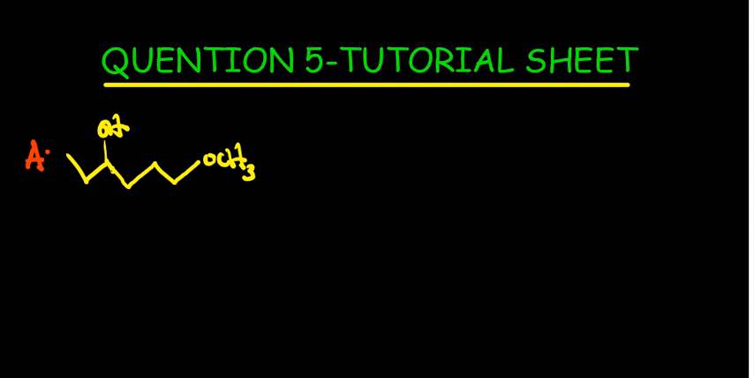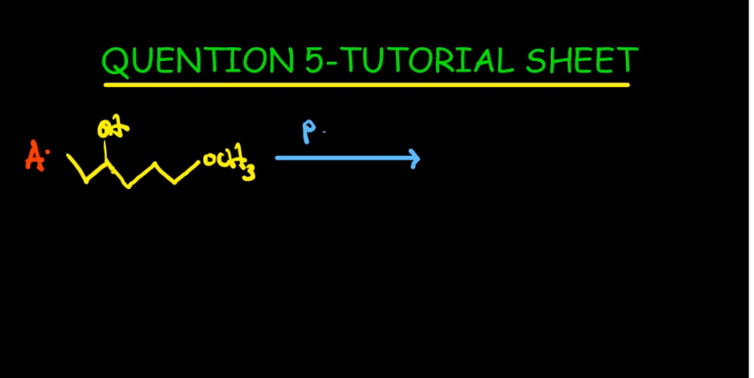We want to predict the major products that are going to come out of these chemical reactions after reacting them under different conditions or in the presence of different reagents. So the first question that has been given here is an alcohol, and this type of alcohol is a secondary alcohol, and it is being reacted in the presence of PCC. So what are we going to get?